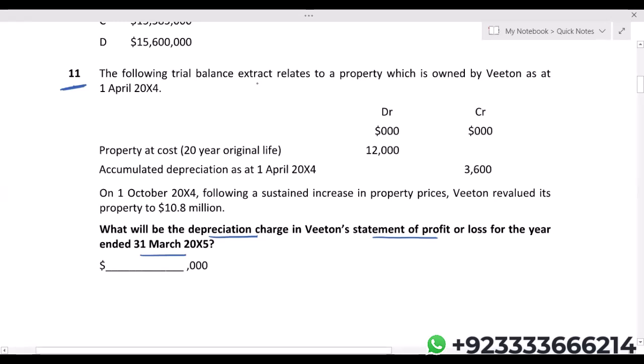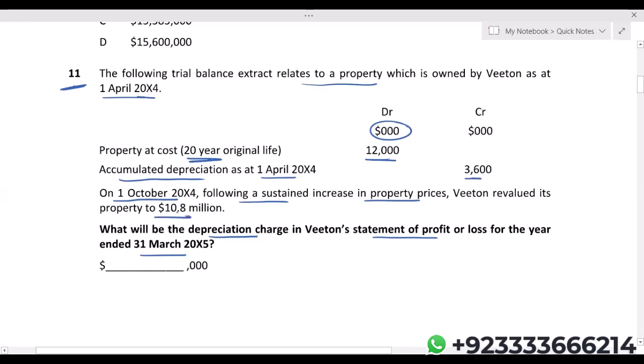The following trial balance extract relates to the property which is owned by Wheaton as at 1st April X4. Property cost is 12,000, ignoring 3 zeros, and original life is 20 years. There is already an accumulated depreciation at 1st April X4 of 3,600. On 1st October X4, following a sustained increase in property prices, Wheaton revalued the property at 10.8 million.